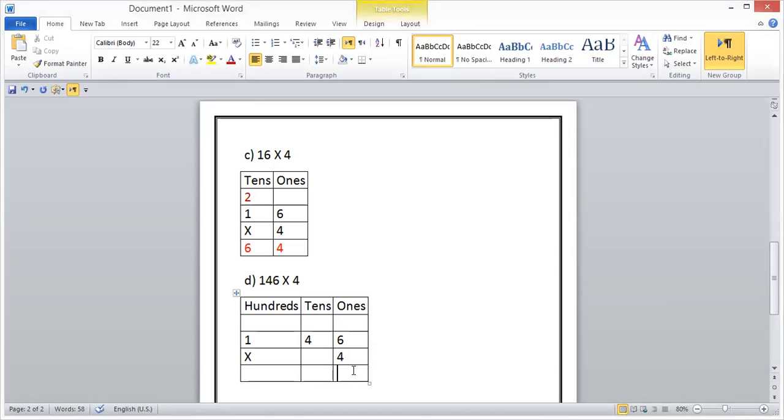Yes, sir. Multiply 146 by 4. This question, can you see it on your screen? Can you see the screen or not? Yes, this question, 146 by 4. Do it step by step. 4 multiplied by 6 equals what? I don't know.